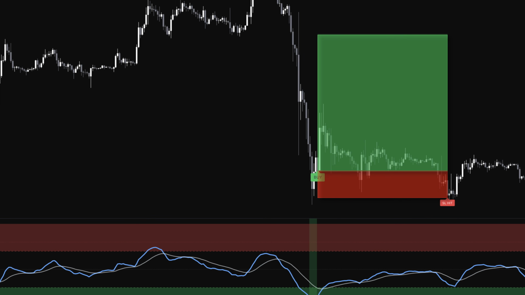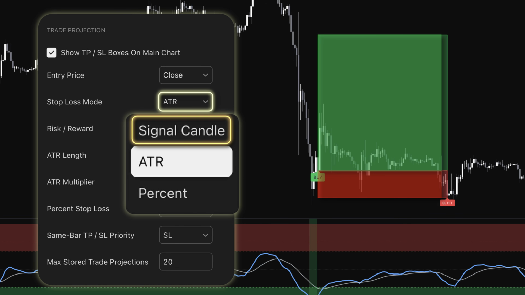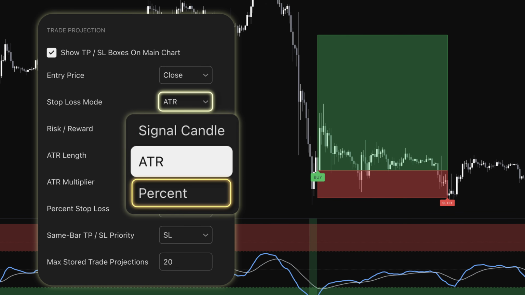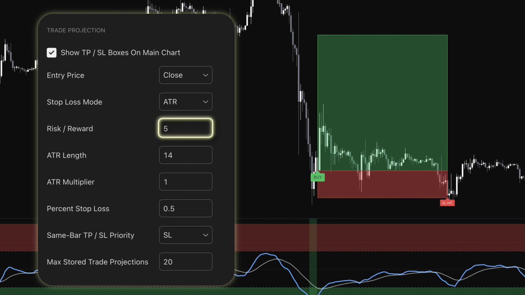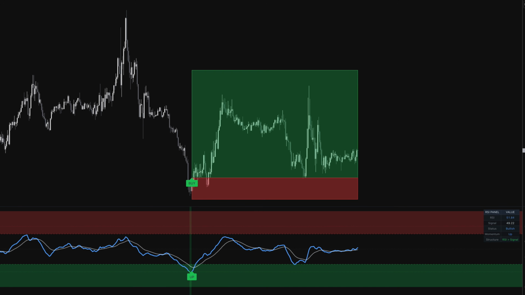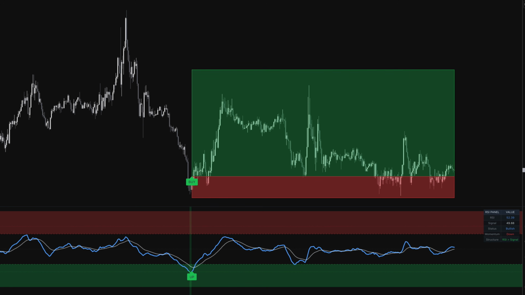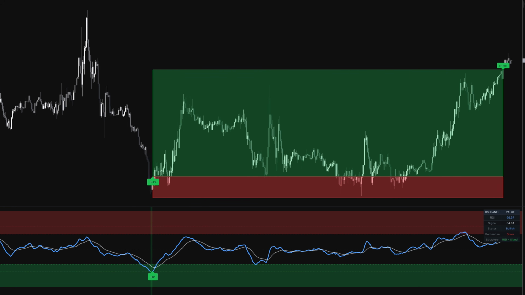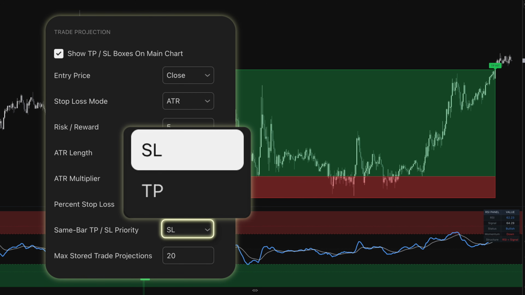Trade boxes are drawn on the price chart at signal time with a configurable stop-loss mode using the signal candle, ATR, or a percentage distance, and a fixed risk to reward target. Active boxes extend bar by bar until TP or SL is hit, at which point a label marks the result. Same bar TP and SL conflicts are handled with a user-selectable priority.